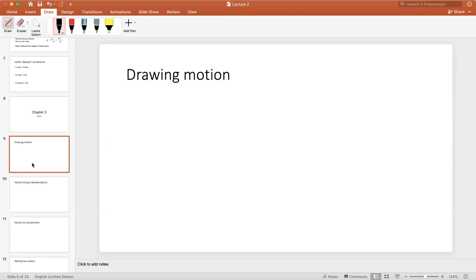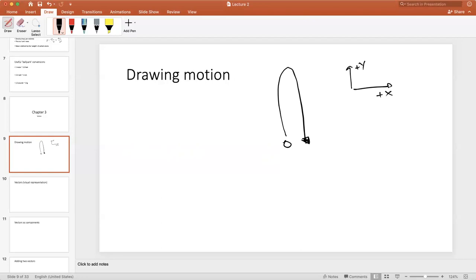So let's talk a little bit about drawing motion. And I want to start with a ball. Let's say I throw a ball upward. It goes up, reaches the top of its motion. It briefly has no velocity and comes back down. So when I draw it, it goes up and comes back down. I'm going to assume I'm only in one dimension. In fact, I'm going to assume that this is the positive y direction and this is the positive x direction.